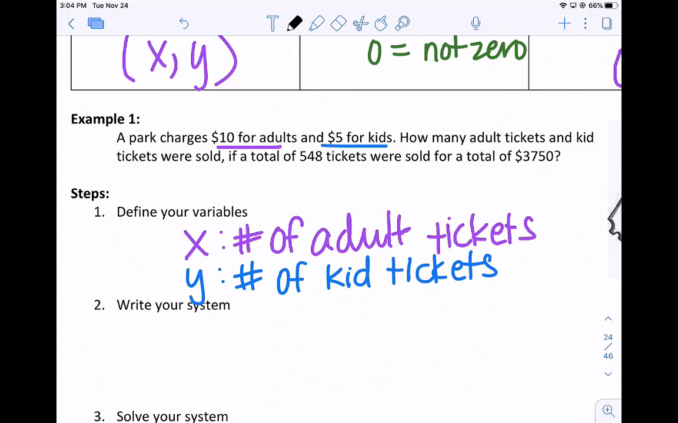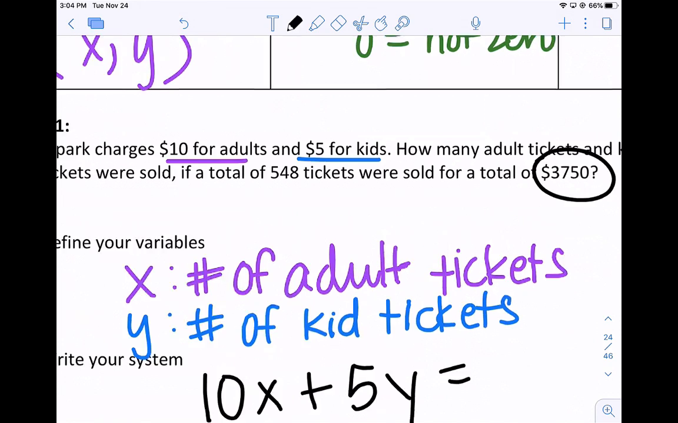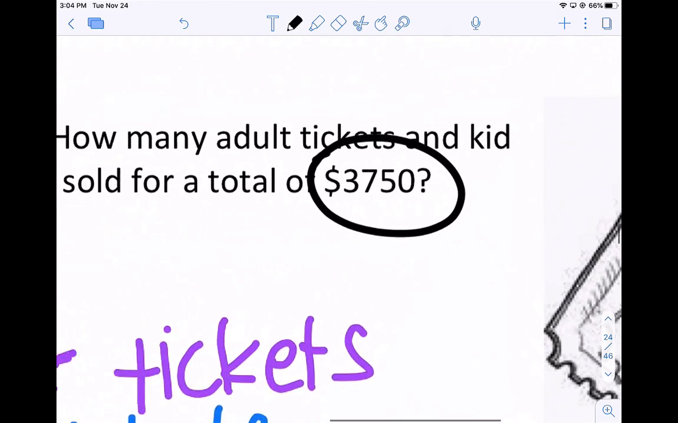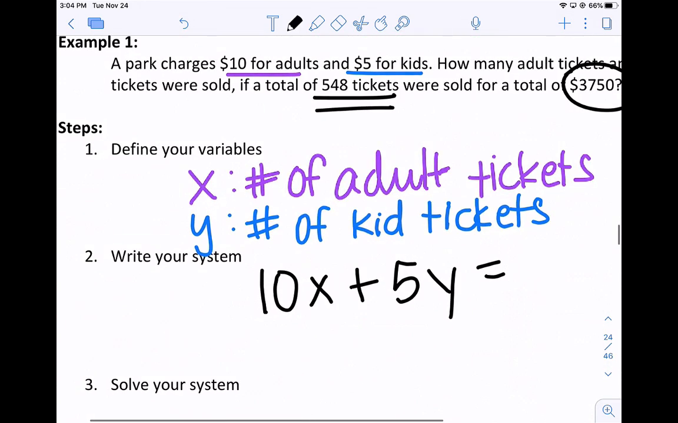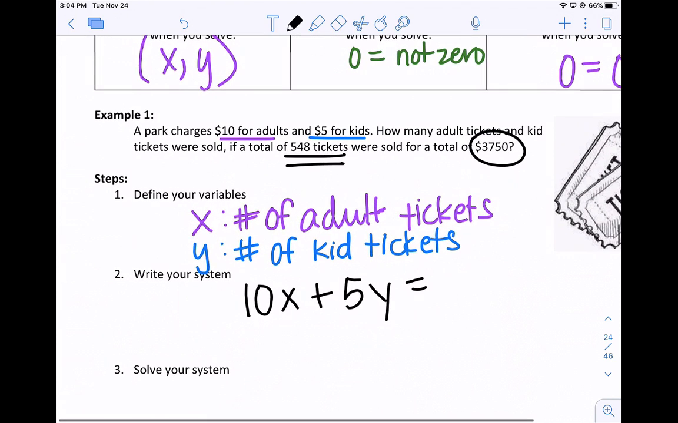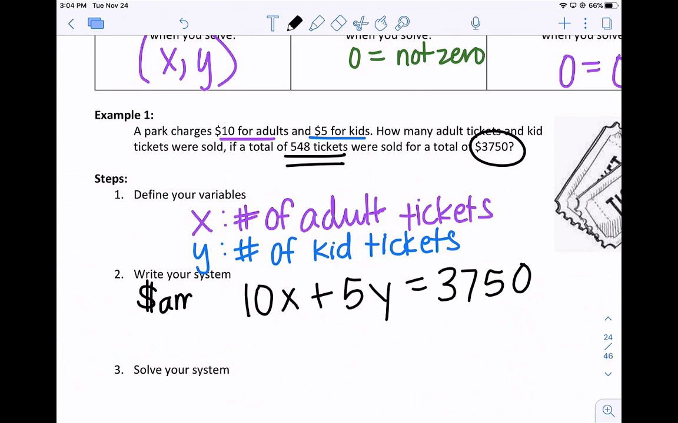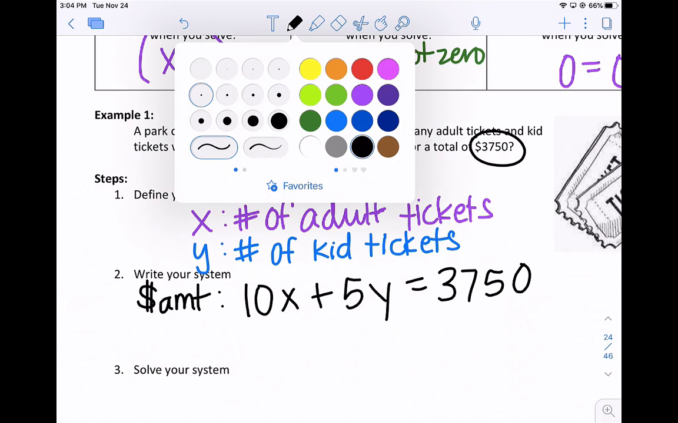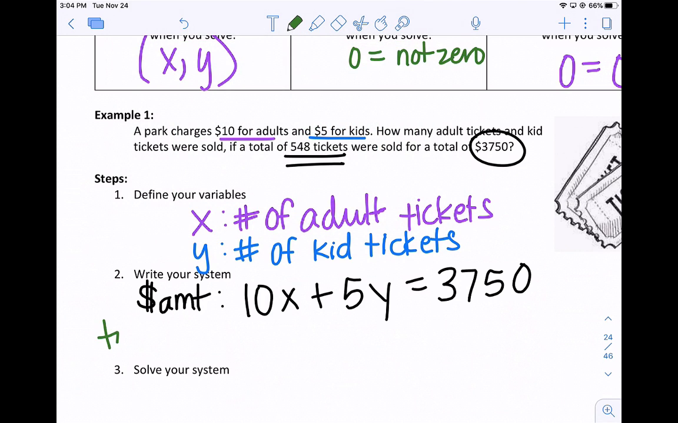One equation: it is $10 for every adult plus $5 for every kid. So for the total amount, again, we have two numbers here. We have total number of tickets, but then we have the amount of money. So this equation stands for money. $10 for every adult, $5 for every kid, and that equals $3,750. So that is the dollar amount. There's the equation for that. And then we have the total number of tickets.